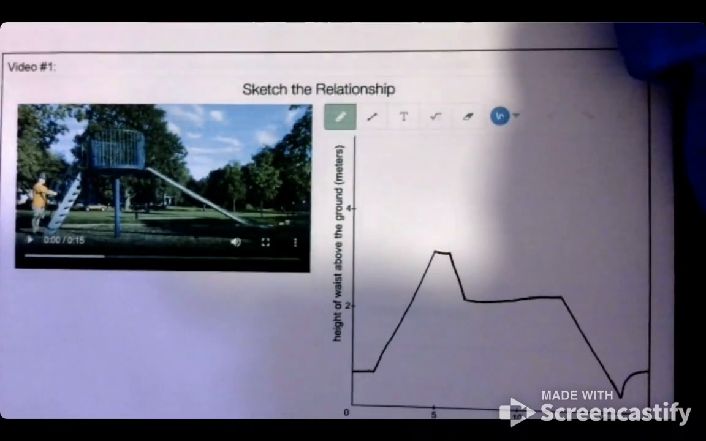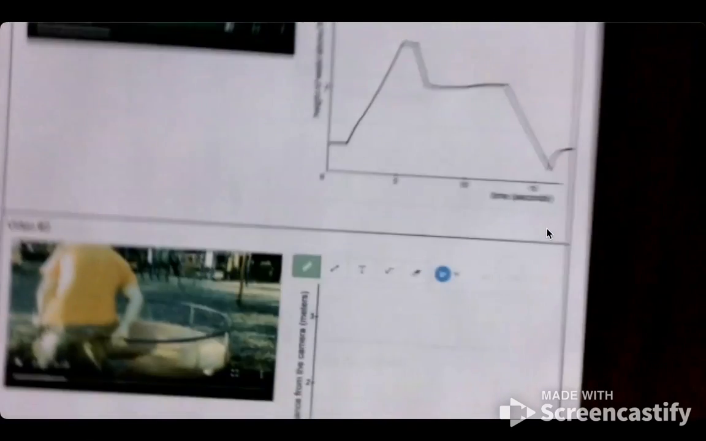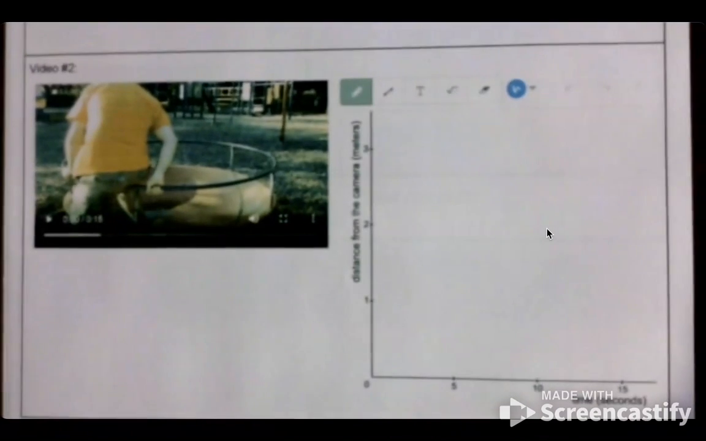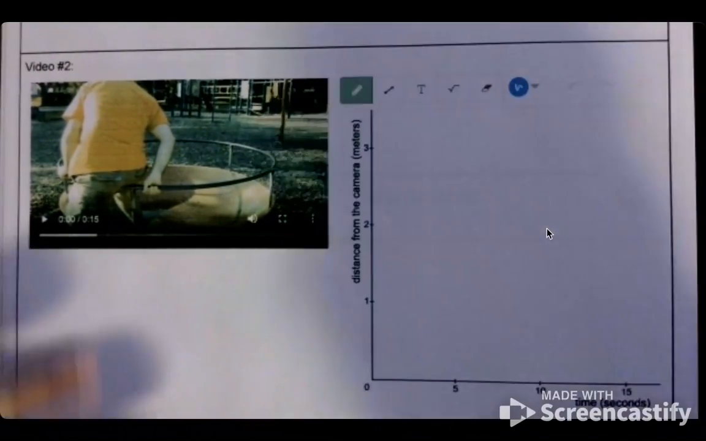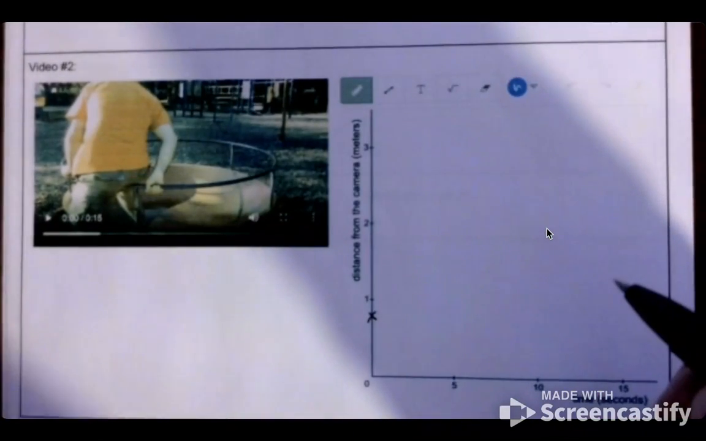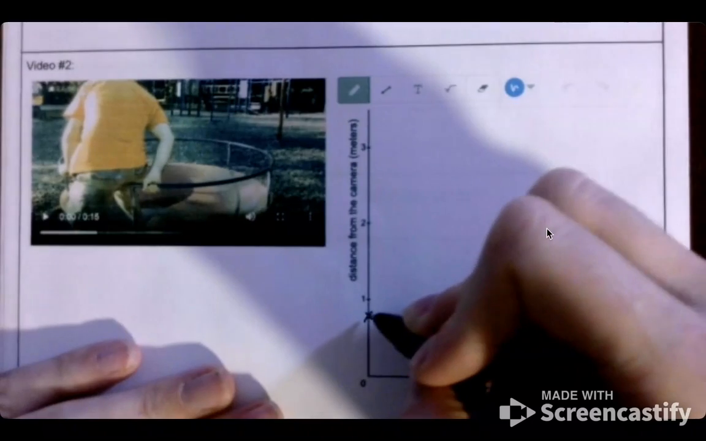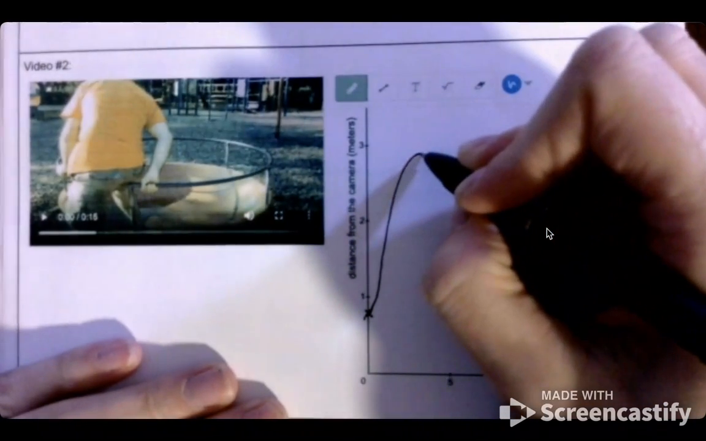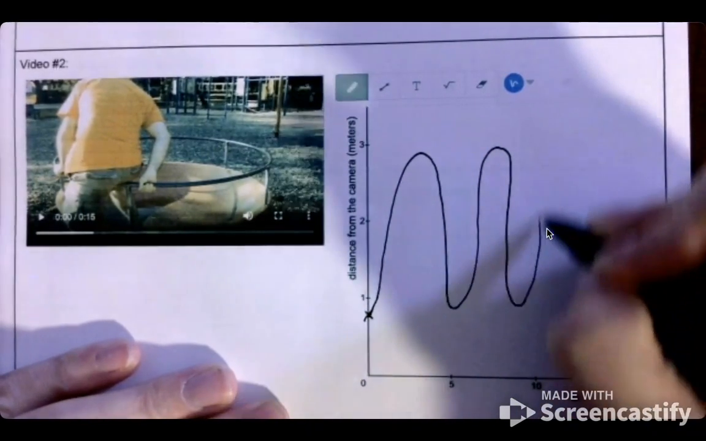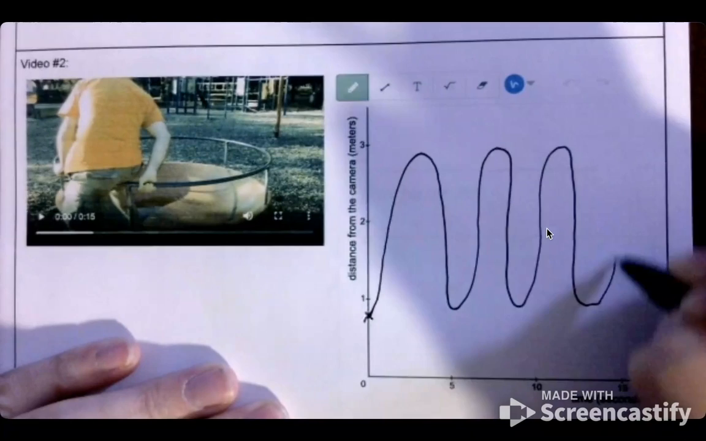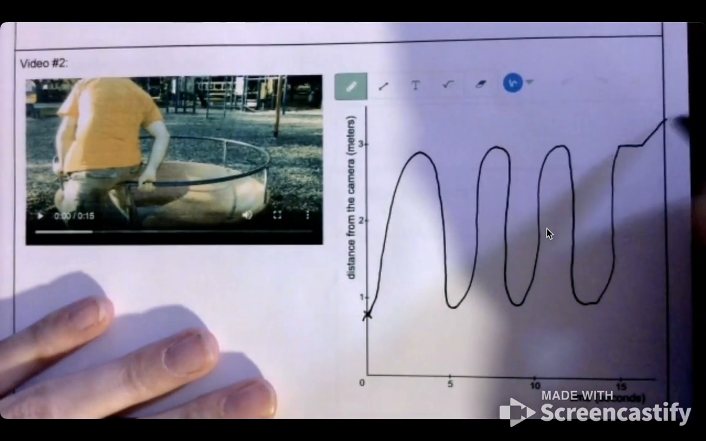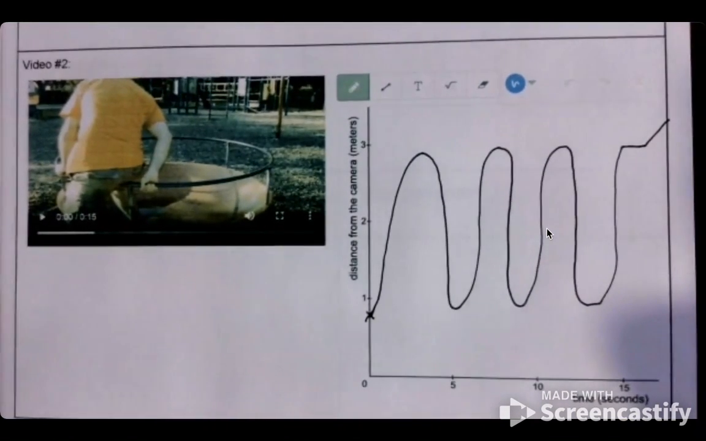So for the second one, notice how this was distance from the camera, right? So if I am on this carousel, say I start here, I'm close to the camera. Then the carousel goes around and then comes back, and then goes around and then comes back, and then goes around and then comes back. And then goes around. And then he sits there for a moment and then he walks away from the camera. He doesn't walk towards it. He walks away from the camera.